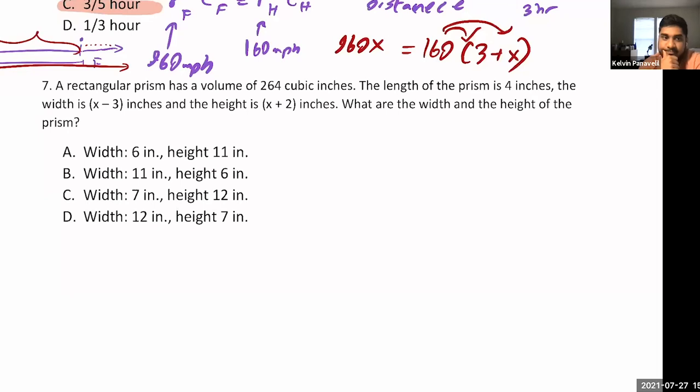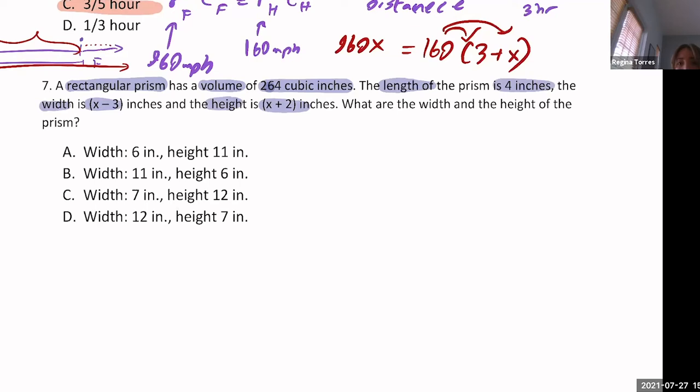A rectangular prism has a volume of 264 cubic inches. The length of the prism is 4 inches. The width is x minus 3 inches and the height is x plus 2 inches. What are the width and the height of the prism? All right, perfect.